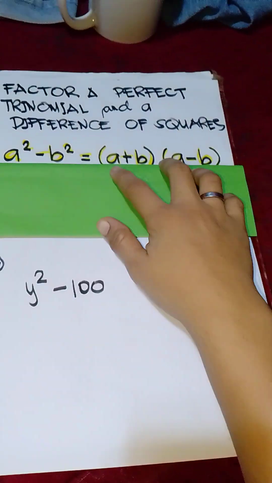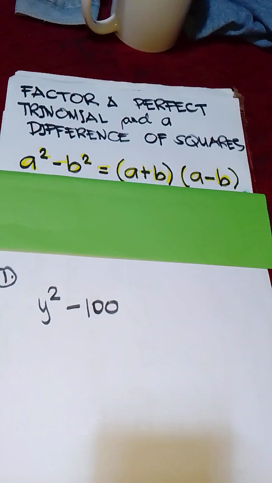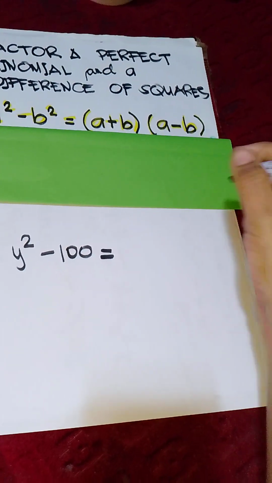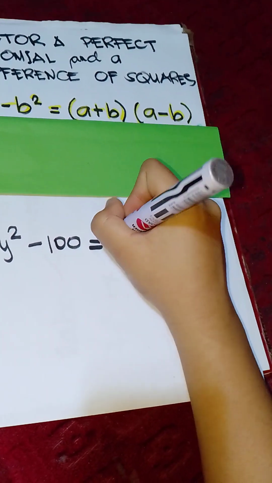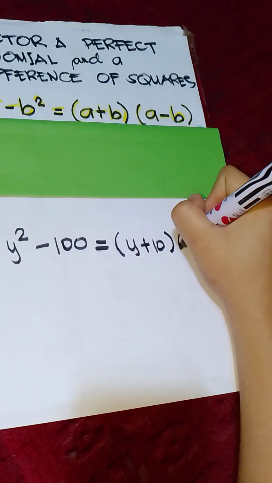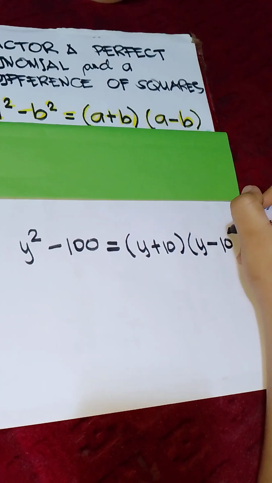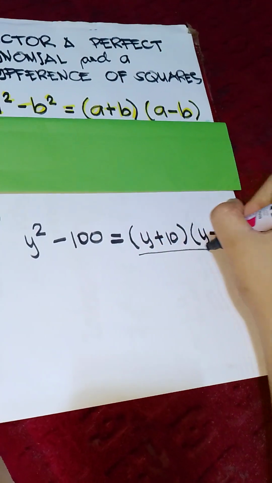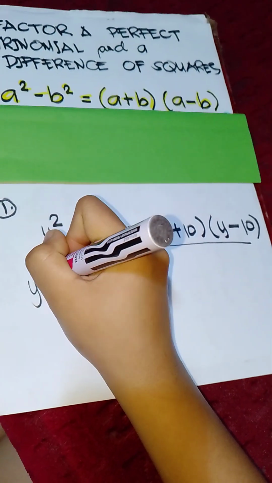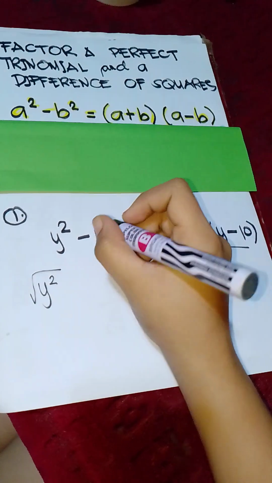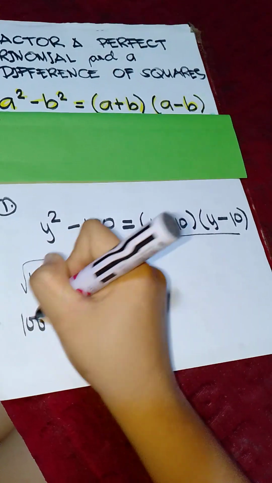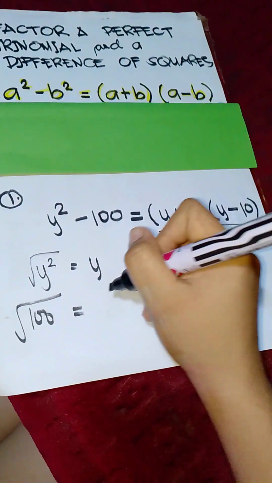So therefore, following the form above, a squared minus b squared, the factors of this binomial are y plus 10 and y minus 10. So this will be our answer. How did we get y? First, we get the square root of y squared, and the answer will be y. And then next is to get the square root of 100, which is equal to 10.